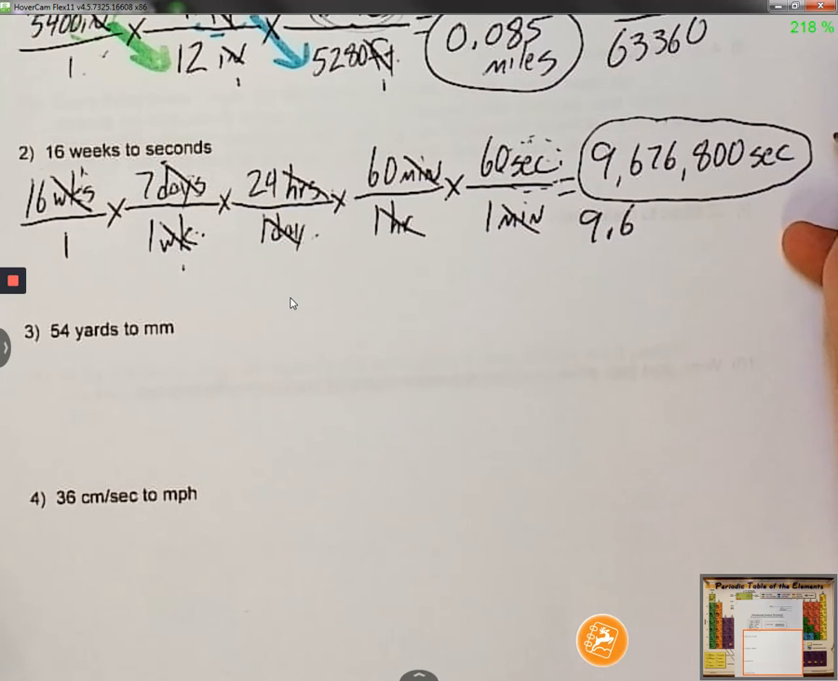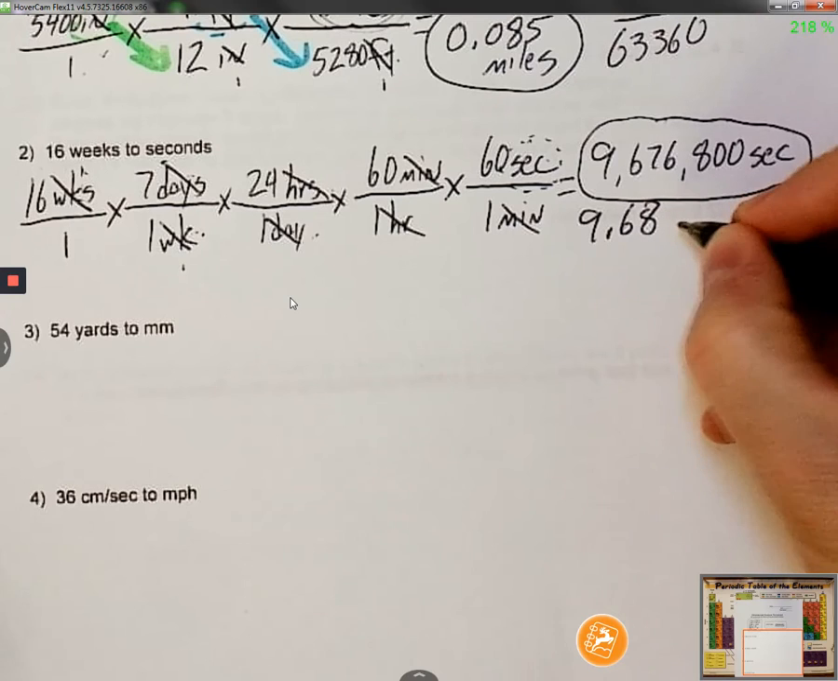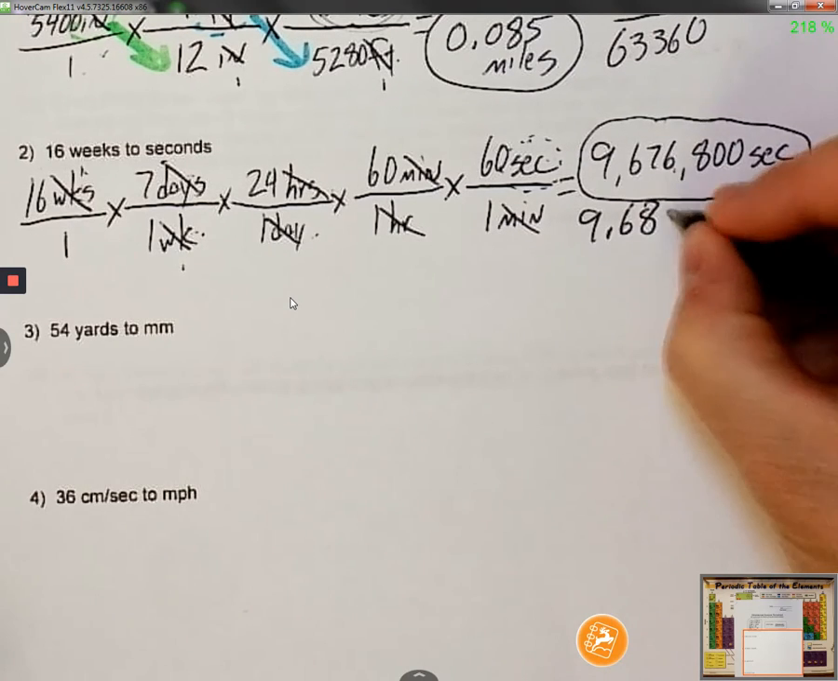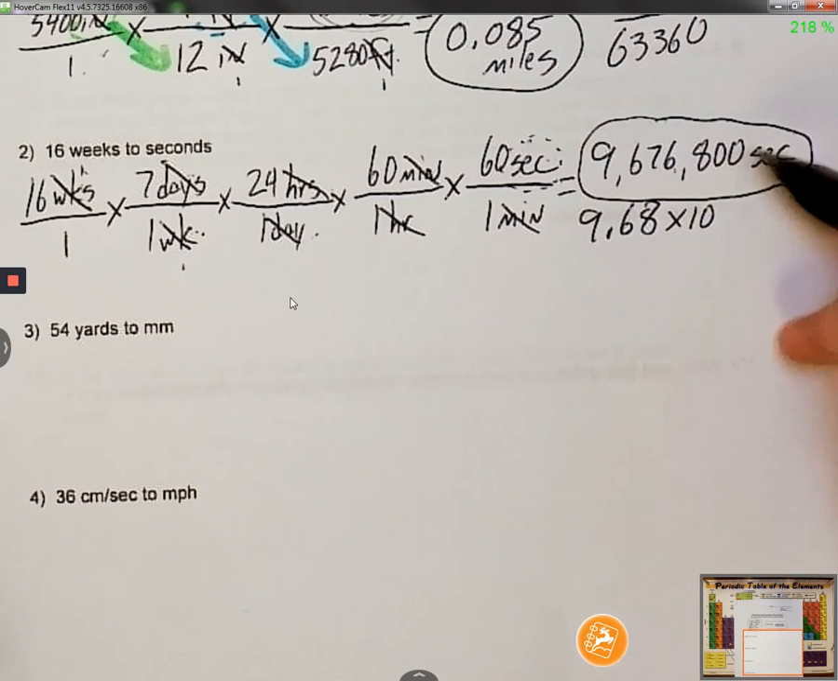Are you sure it's 7? It's 8. Why is it 8 and not 7? You're rounding up because the next number is a 6. So 9.68 times 10. Is this number greater or less than 1? So it's going to be a positive exponent since it's greater.